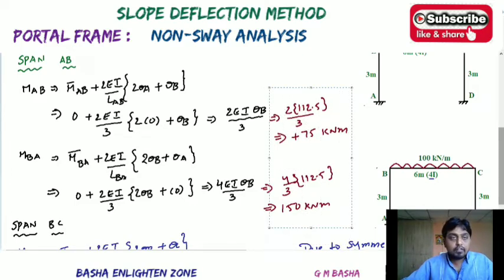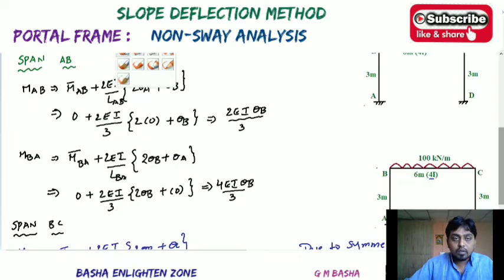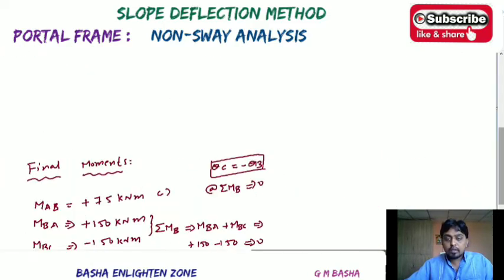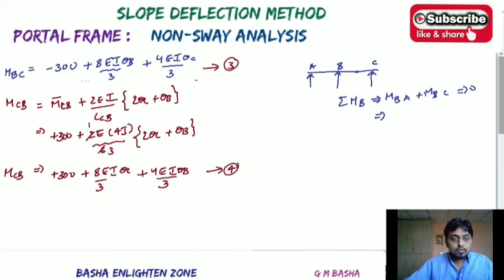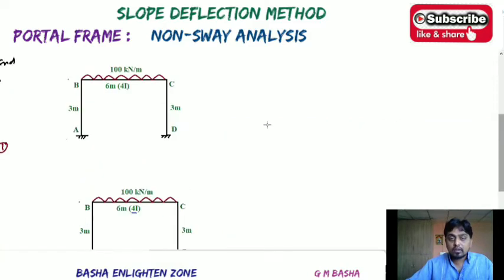So remove these simplified values and directly take down. First equation will be this one, MAB, and second equation will be this one. Then already we solved 4 equations, and next solve the another equation, that is MCD and MDC. Then go to the span CD, span CD.